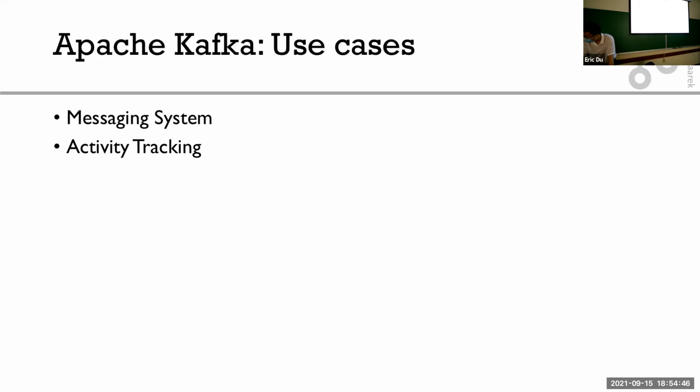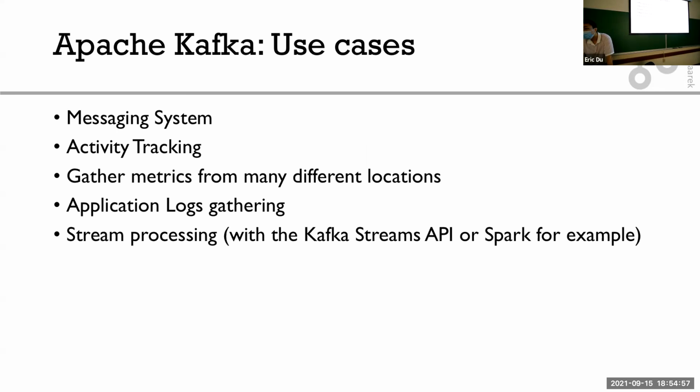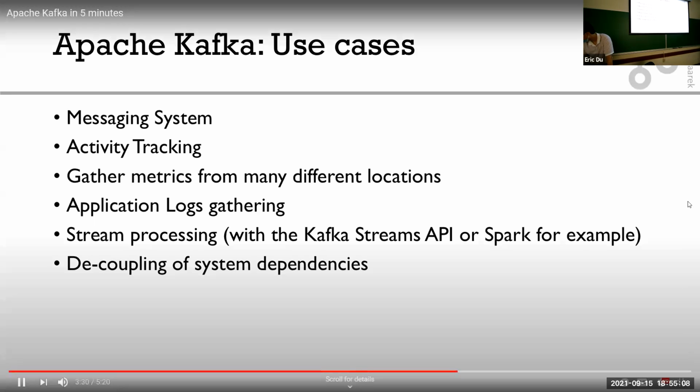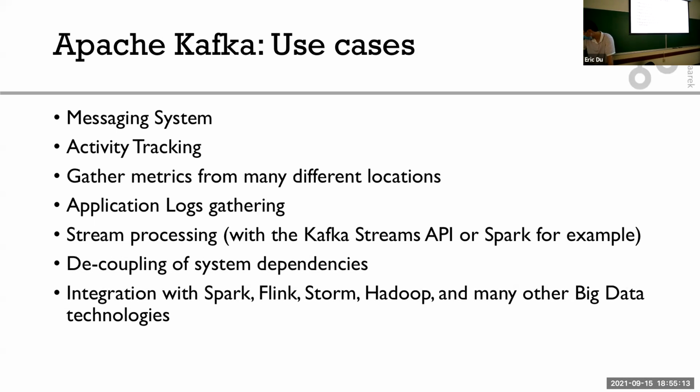So use cases for Apache Kafka. Well, it could be a messaging system. It could be used for activity tracking or to gather metrics from many different locations, such as your IoT devices, gather logs from your applications, stream processing, and we'll see that we can use the Kafka Streams API for that, and decoupling of system dependencies, so reduce the load on your databases and your systems by decoupling them, or perform big data integrations, for example, with Spark, Flink, Storm, Hadoop, and other big data technologies. So this is quite a wide array of use cases, and this is why so many companies are using Apache Kafka as their backbone in their company.